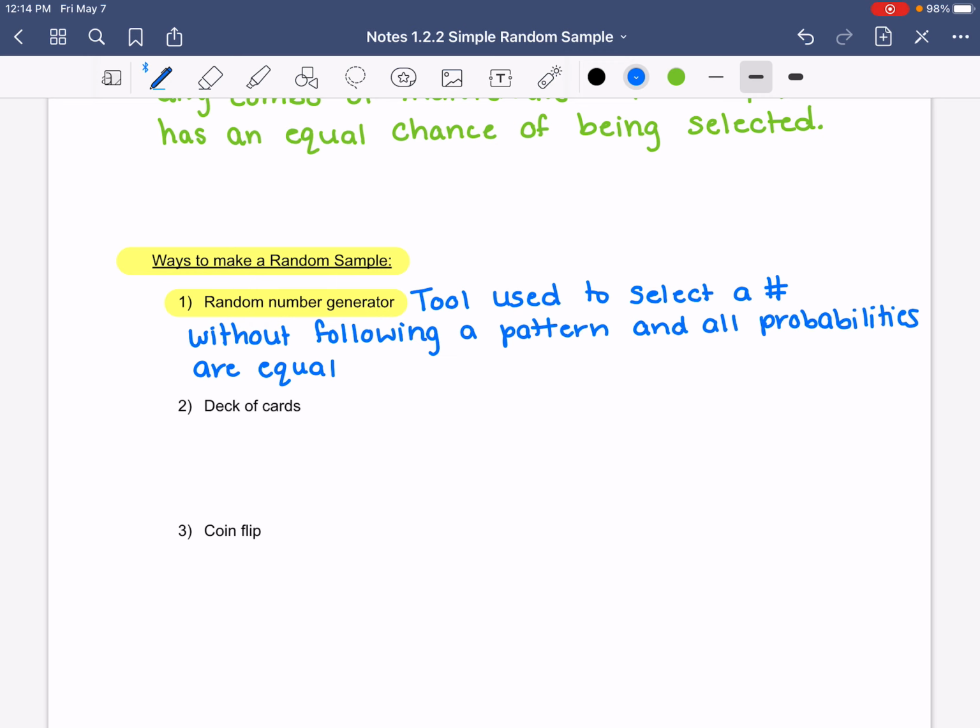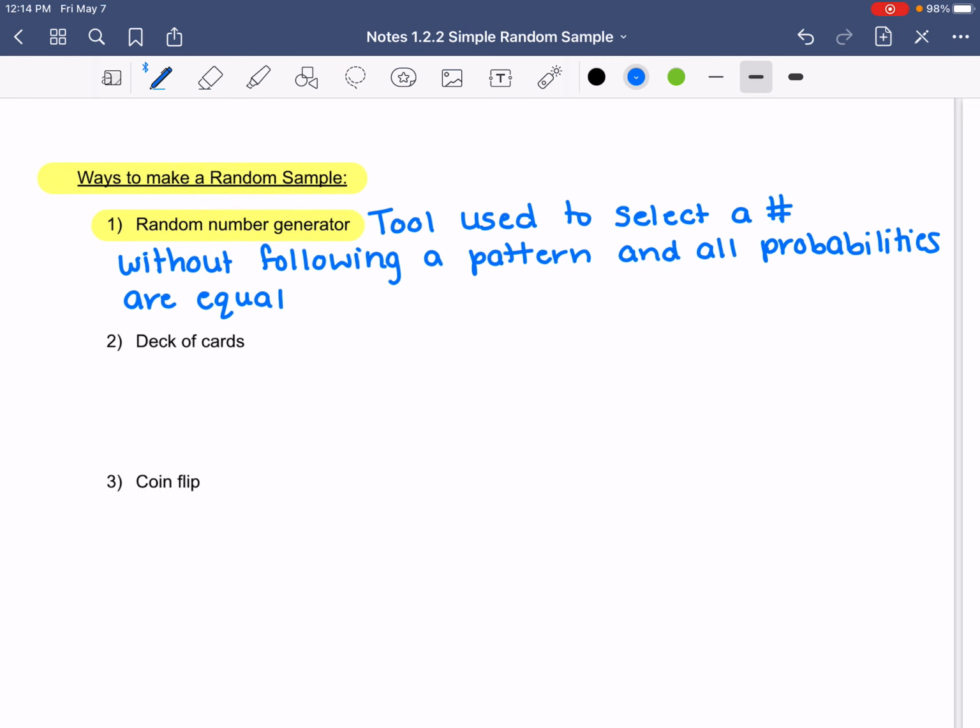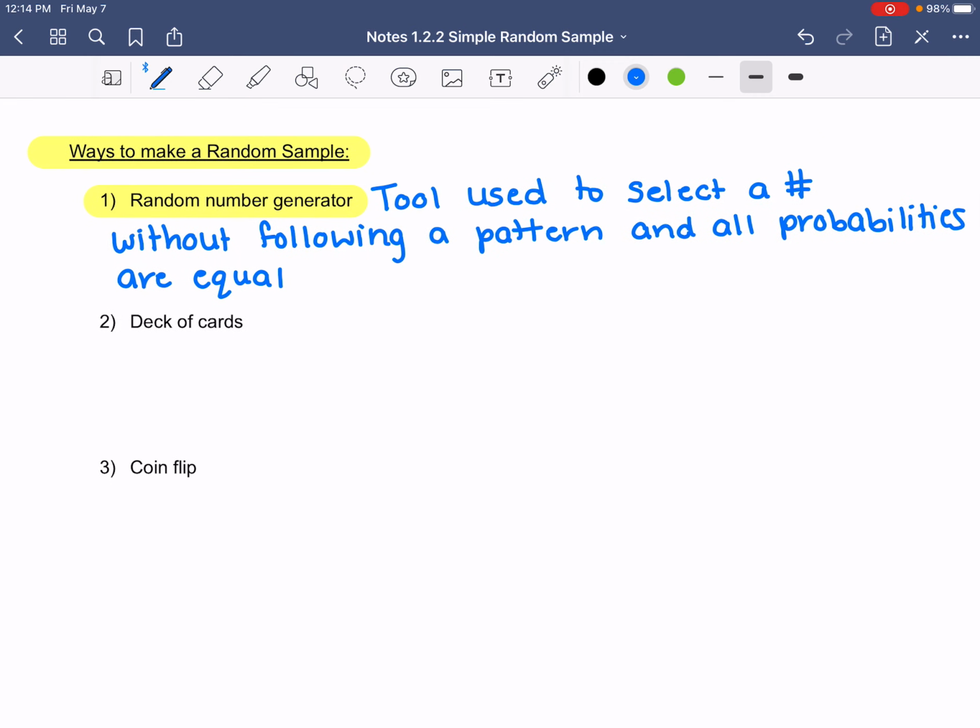So it's important that it doesn't follow a pattern. Every number should have an equal chance of being chosen. You can use a random number generator. It's not like you're randomly picking your favorite numbers. They're actually random. The next one is a deck of cards.